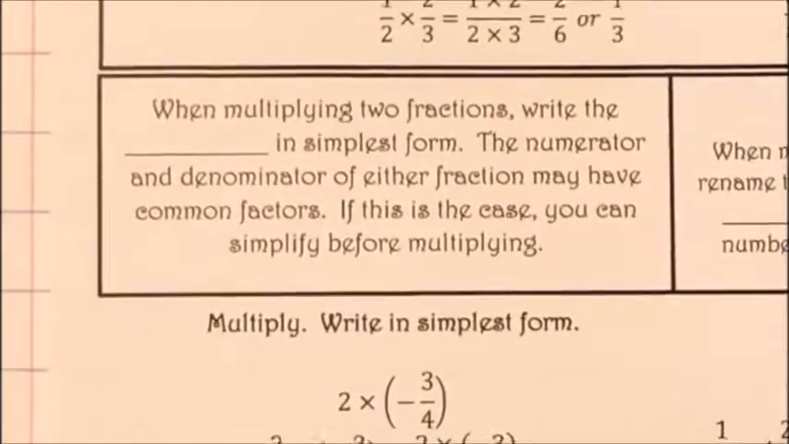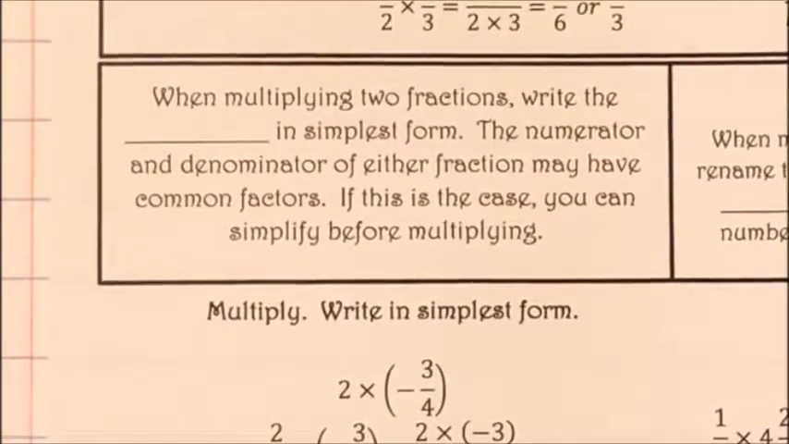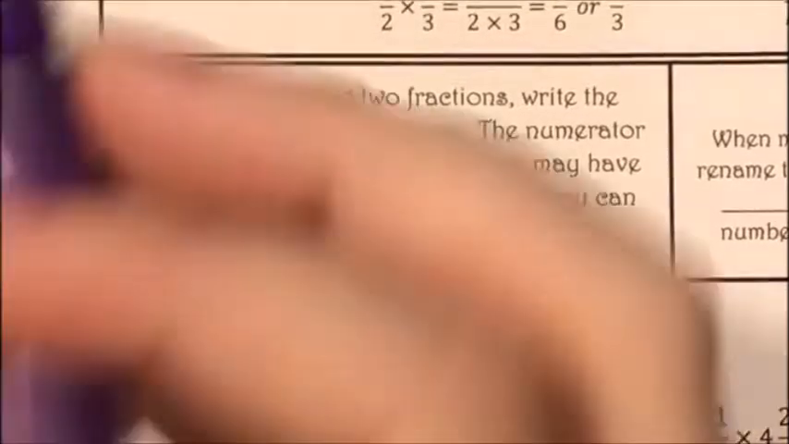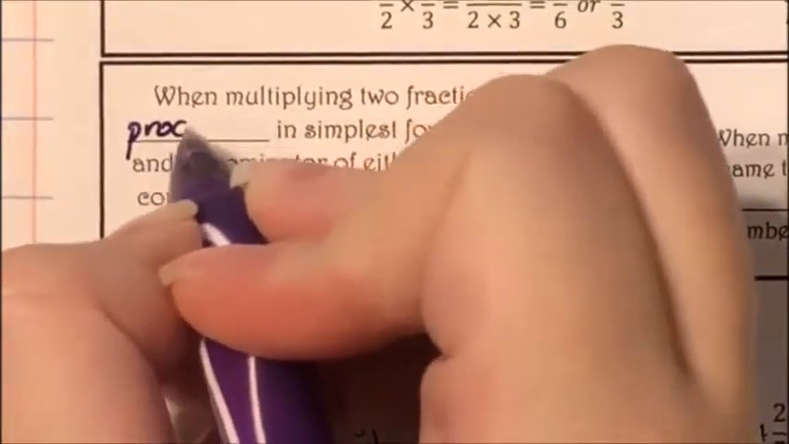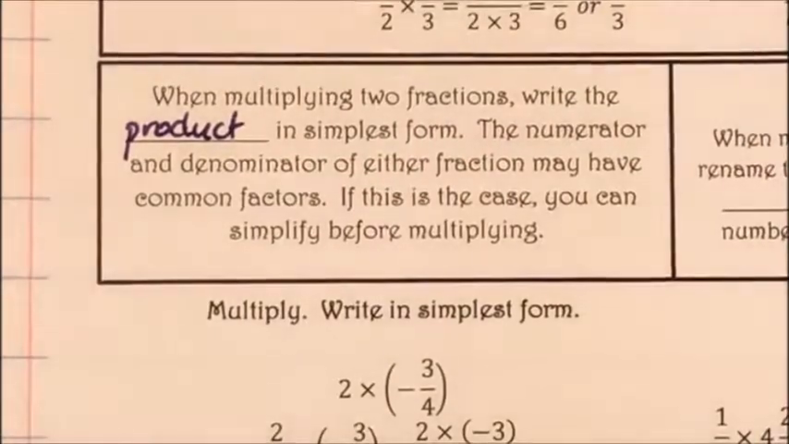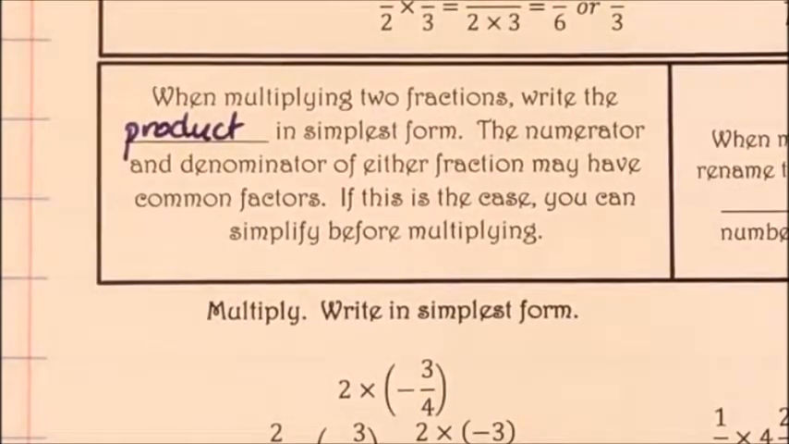So when multiplying two fractions, I write the product in simplest form. The numerator and denominator of either fraction may have common factors. If this is the case, you can simplify before multiplying.